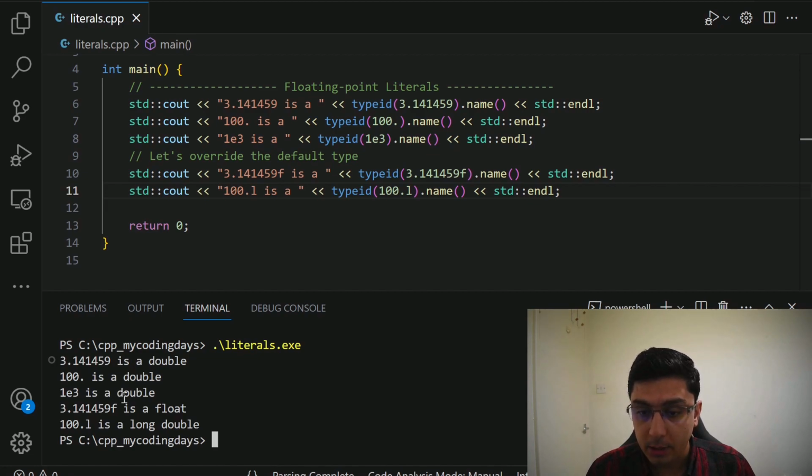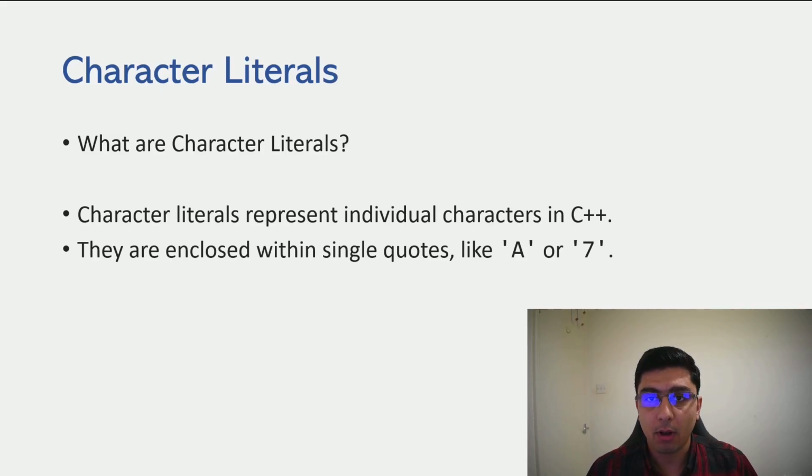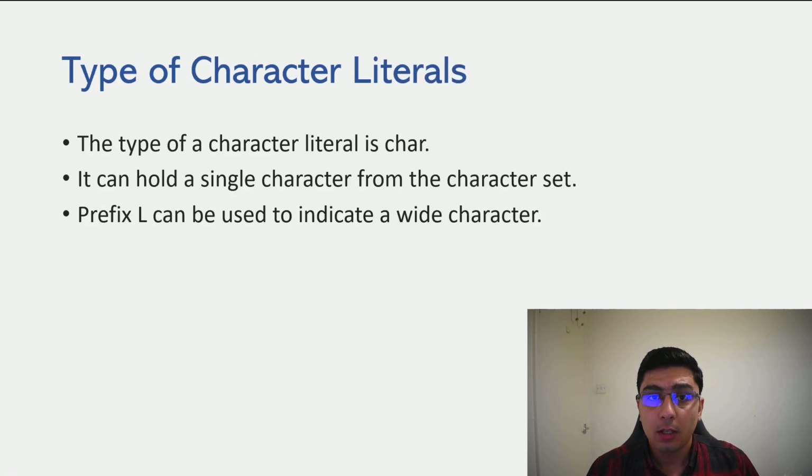Yeah, as expected, the types are double, float, and long double. Character literals represent single characters in C++. They allow us to work with letters, digits, and special characters like \n for new line and \t for tab. To denote a character literal, we enclose the character within single quotes, like 'A' or '7'. The type of a character literal is simply char.